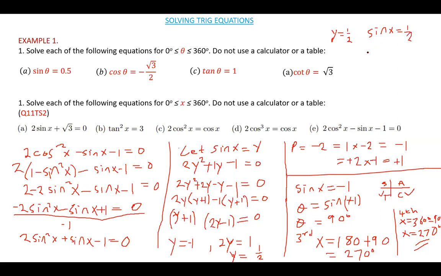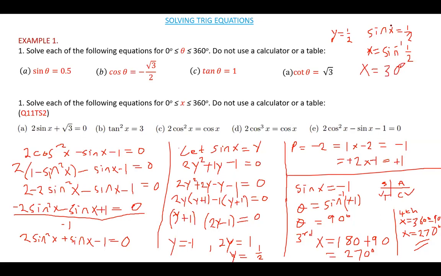Then to find the value of x, you find sine inverse of half. So the value of x there is equal to sine inverse of half, you get your answer to be 30.